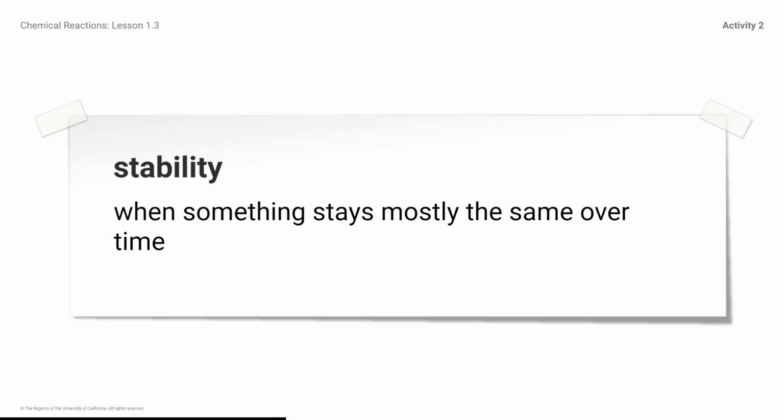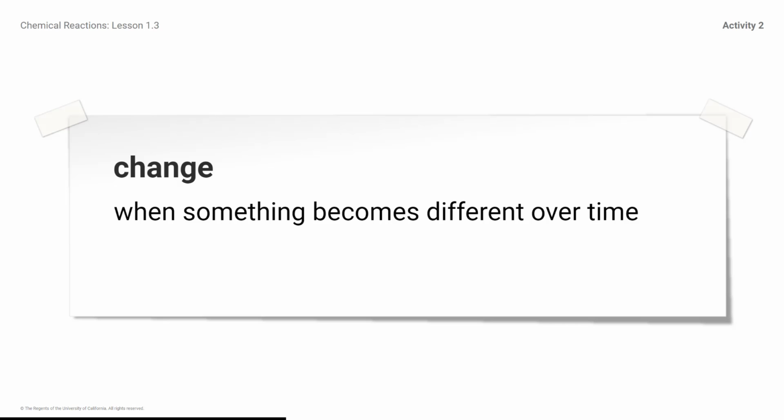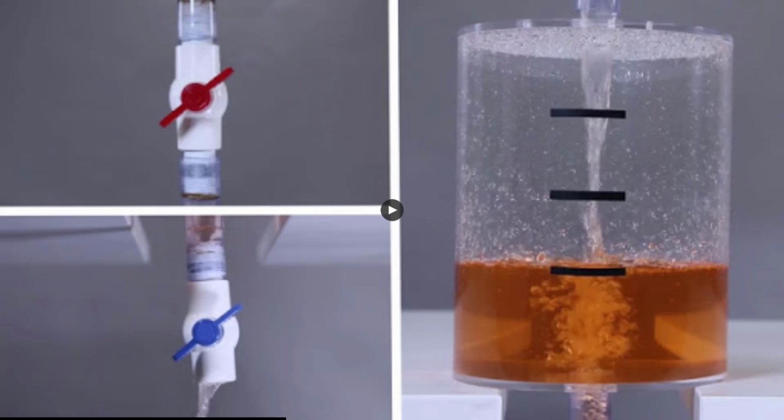Stability: when something stays mostly the same over time. Change: when something becomes different over time. Remember to look at the glossary if you need more support. Students, play the video.